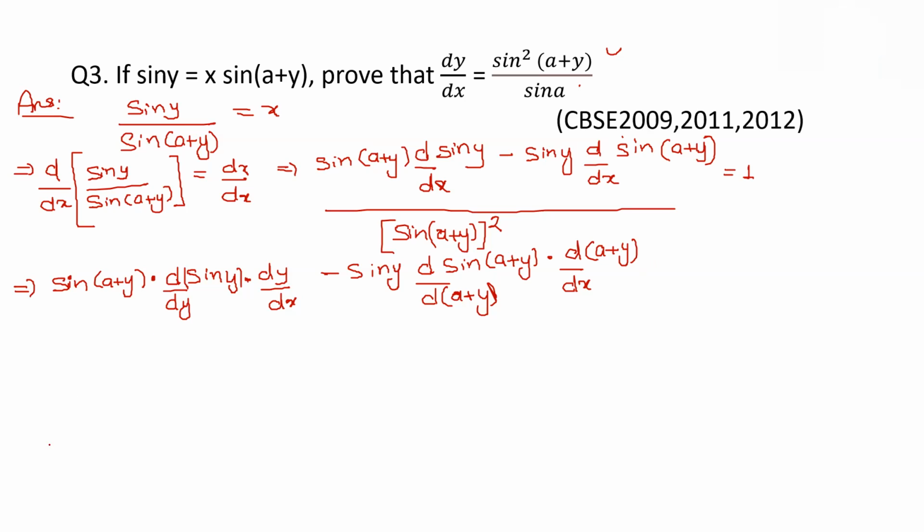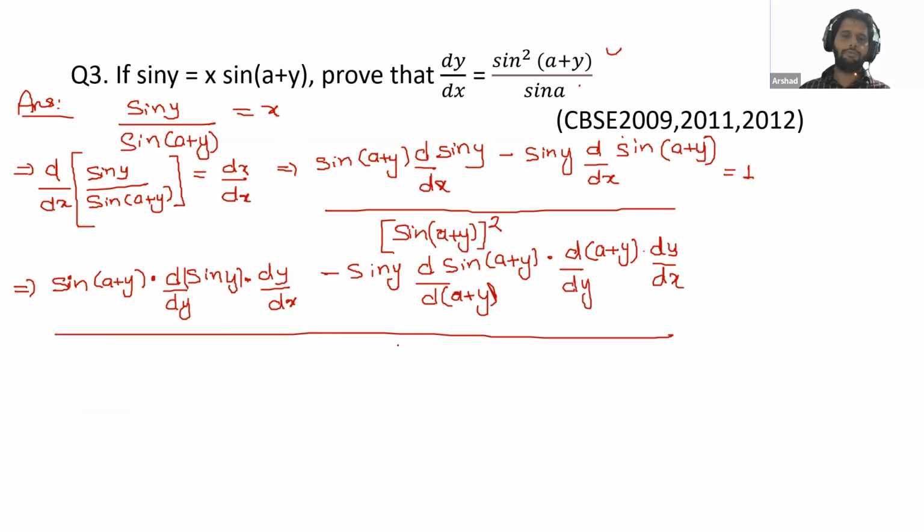Okay, I will write dy, then dy by dx. Is it fine, Umair? Yes, sir. Okay, thank you. So here dy, here dx. In the denominator, we have sine a plus y whole square. Okay, so here what we will get? And on the right side we have a 1.